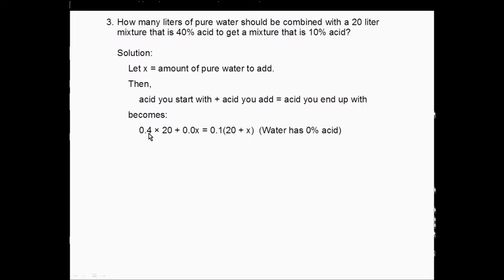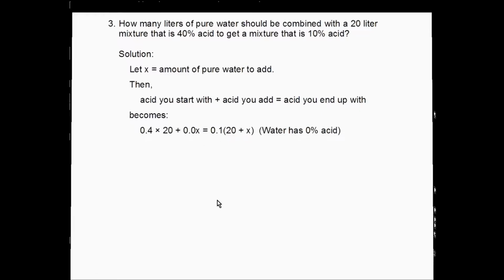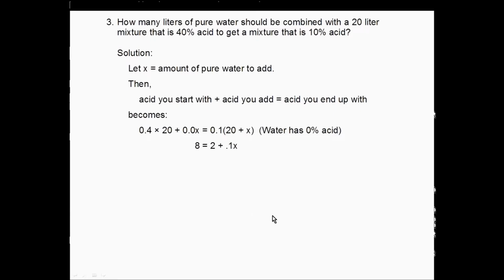So 0.4 times 20, right? 20 liters that's 40% acid. I did put 0.0, so that it doesn't look like the word ox. And 10% times 20 plus X. Again, the volume on the right is the sum of the two volumes on the left. So 0 times X is 0, so do 0.4 times 20 and distribute the 0.1. I'm going to have 8 is equal to 2 plus 0.1x.